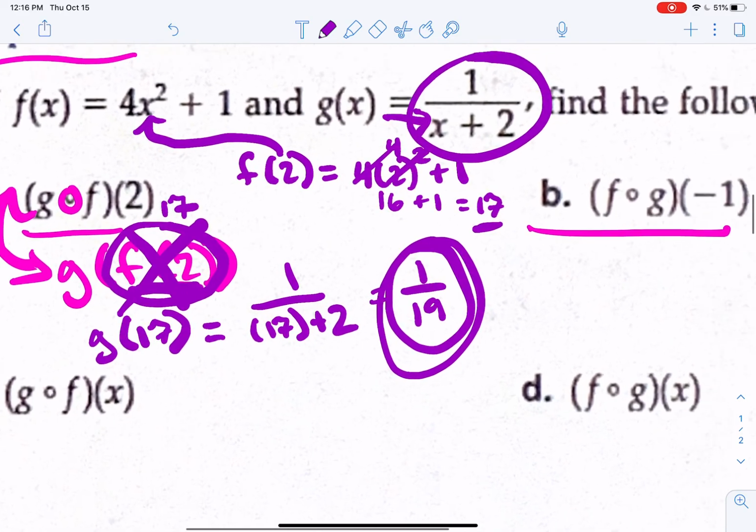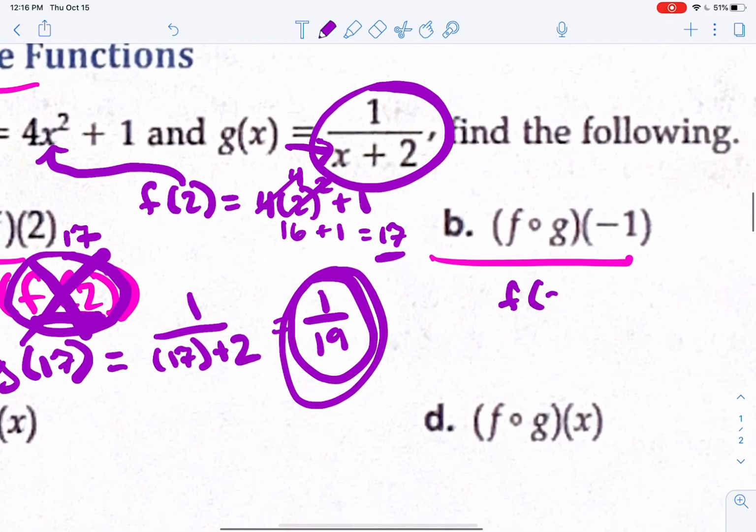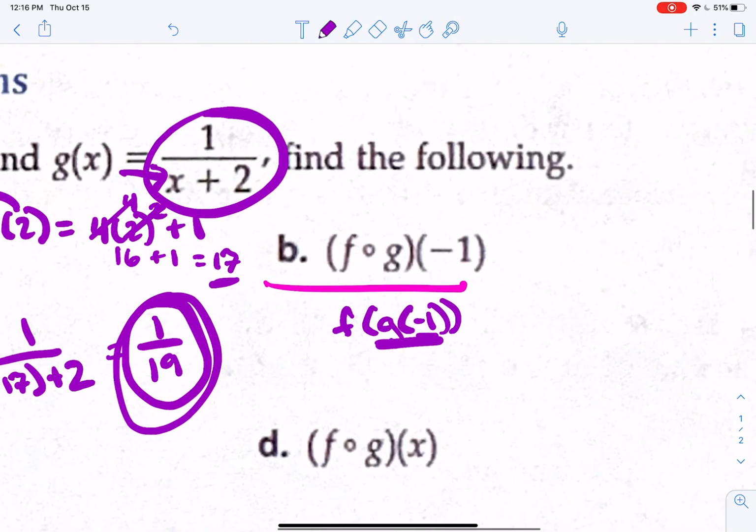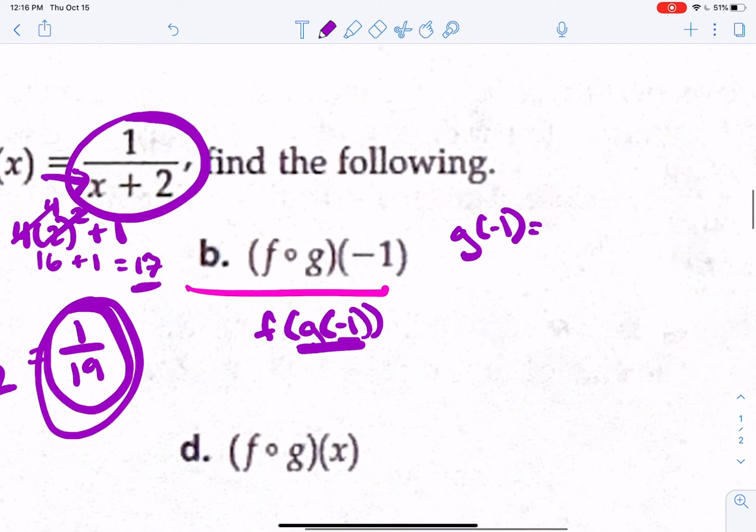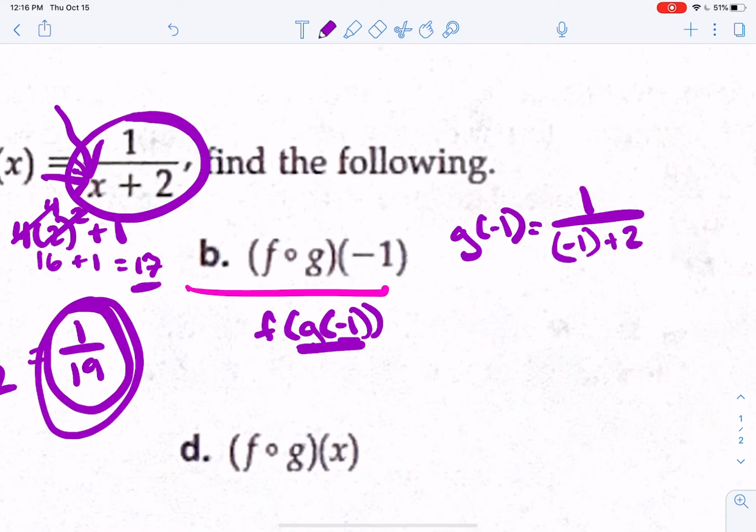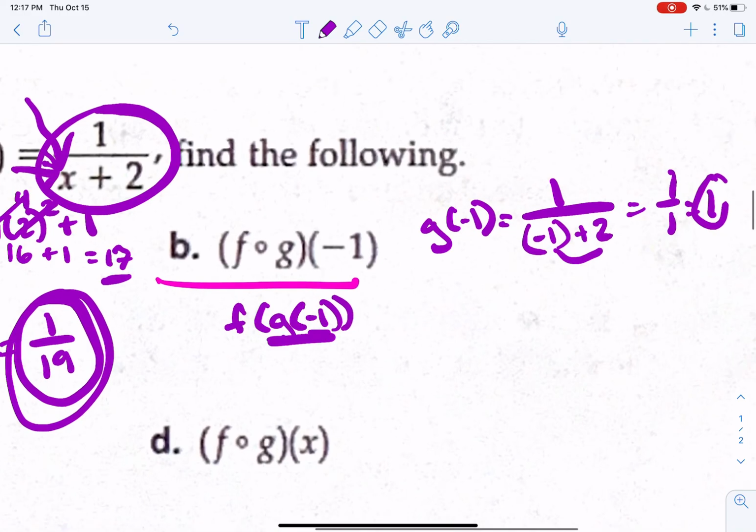In this case, we're doing f composed of g of -1. Now we're plugging -1 into g first. So I need to evaluate g of -1 to start with. I'm plugging -1 into g, 1 over -1 plus 2. And to put together the stuff on the bottom, -1 plus 2 is 1. So this is 1 over 1, which is equal to just 1. So g of -1 is 1.